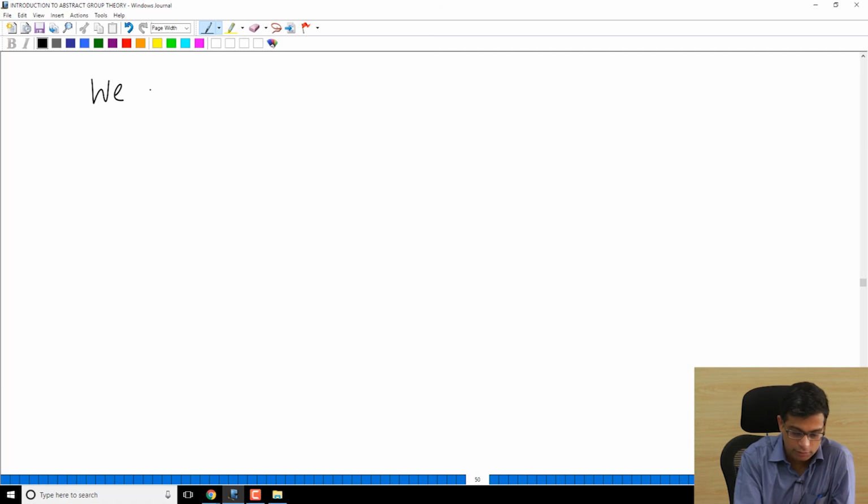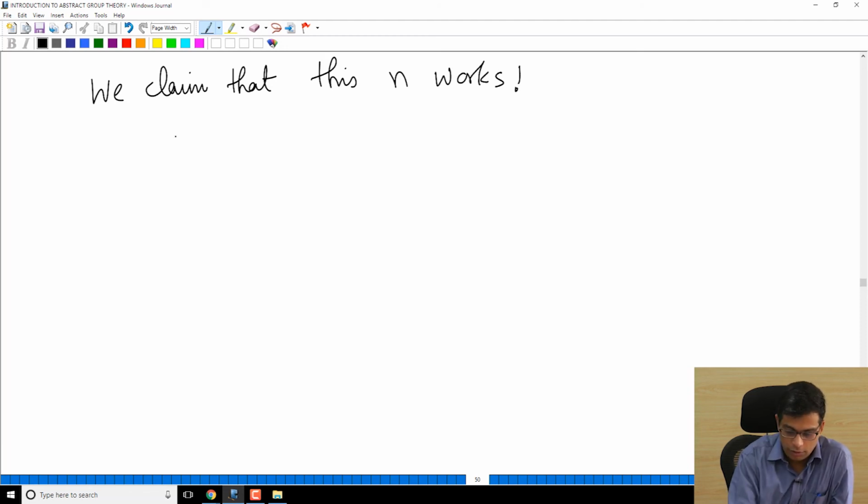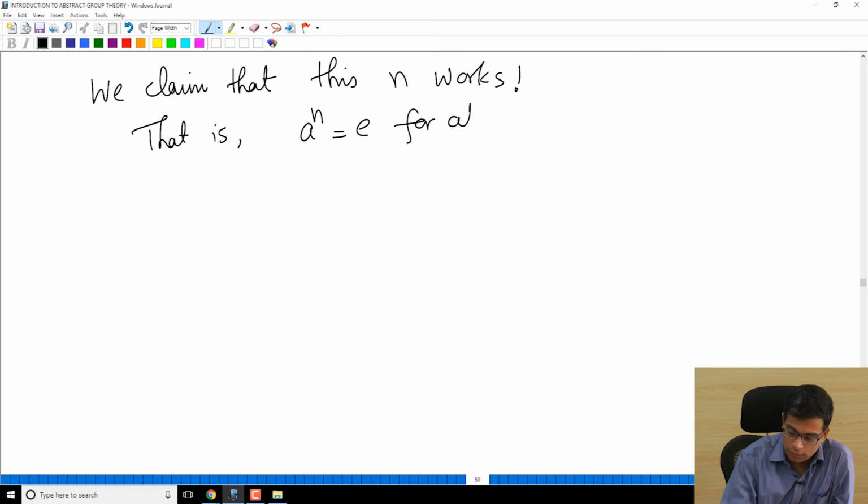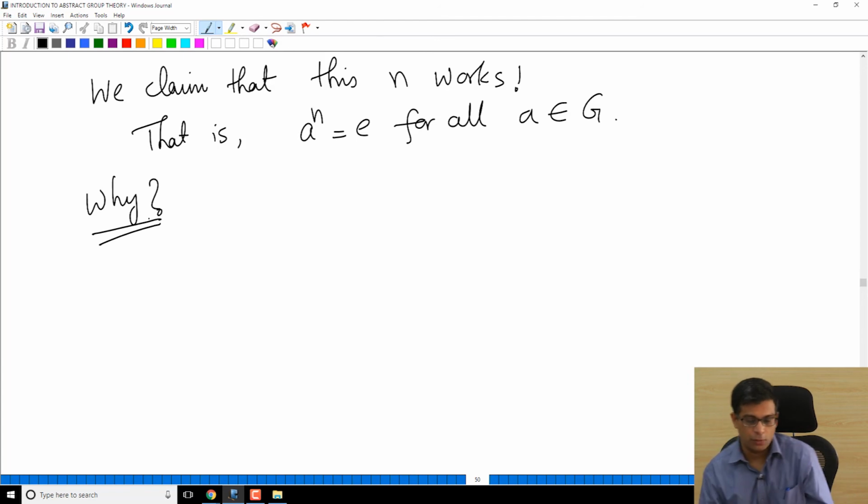We claim that this n works. In other words, that a power n is e for all a in G. Why is this true? This is clear if you think about it for a minute.